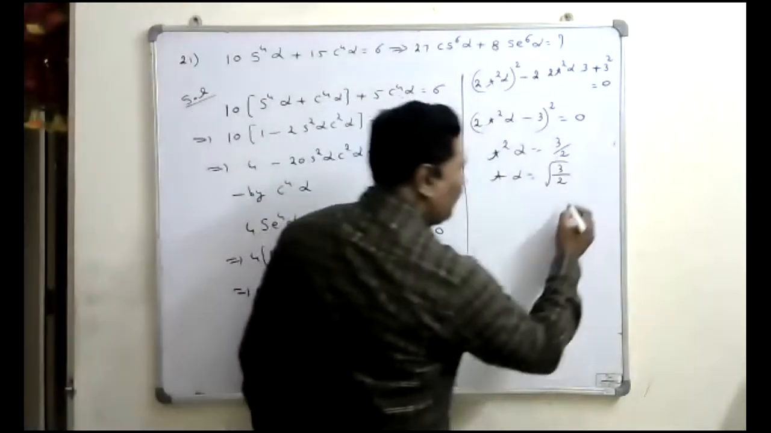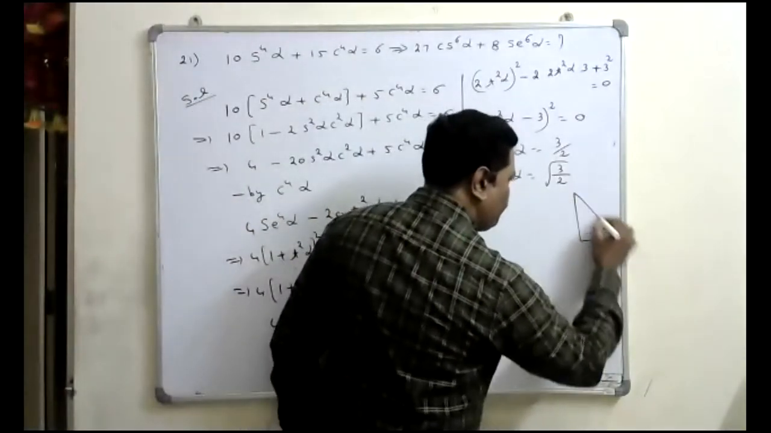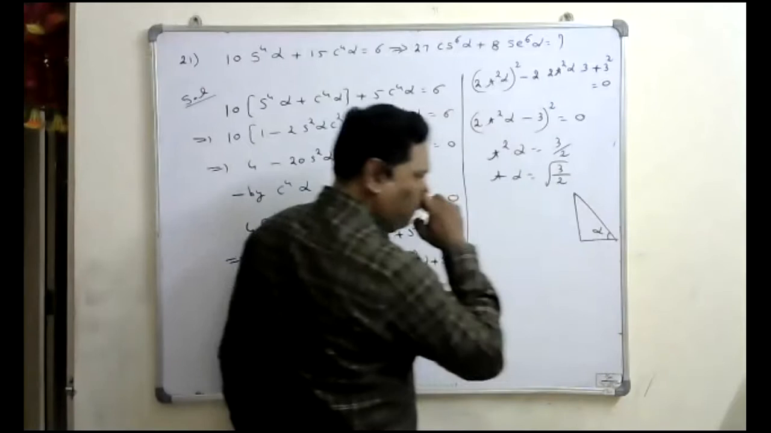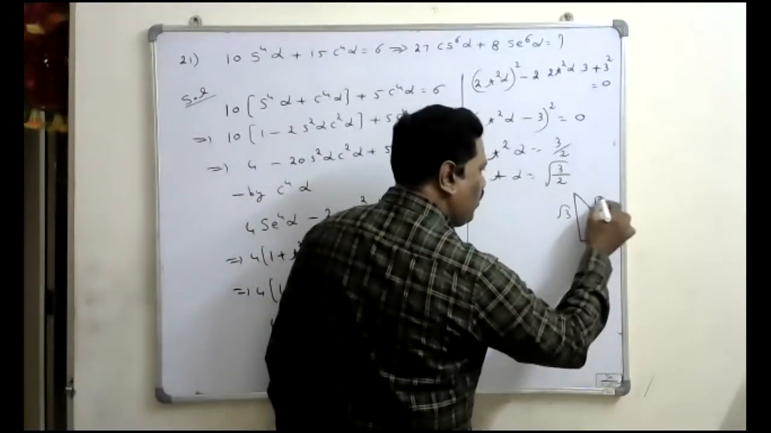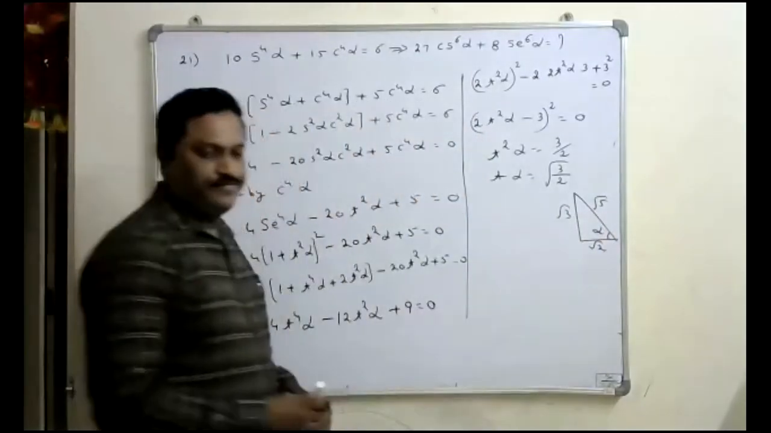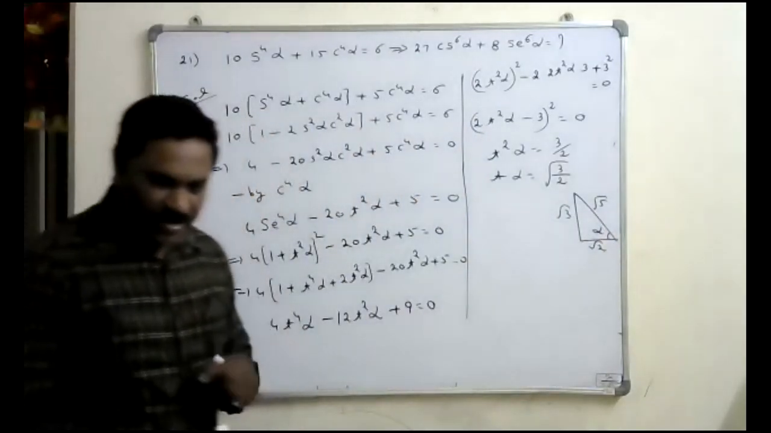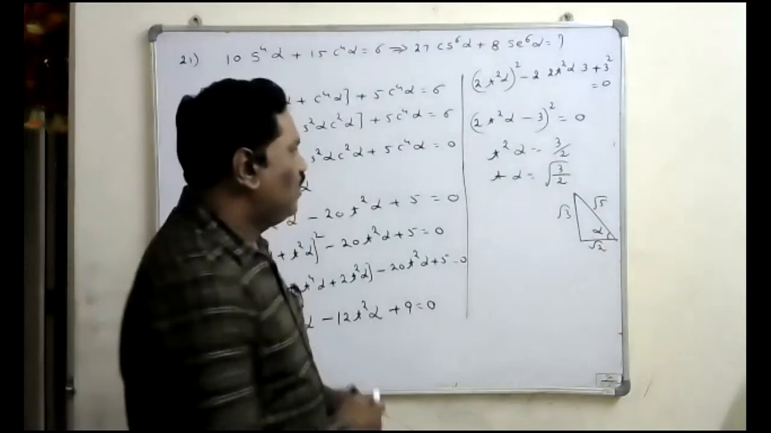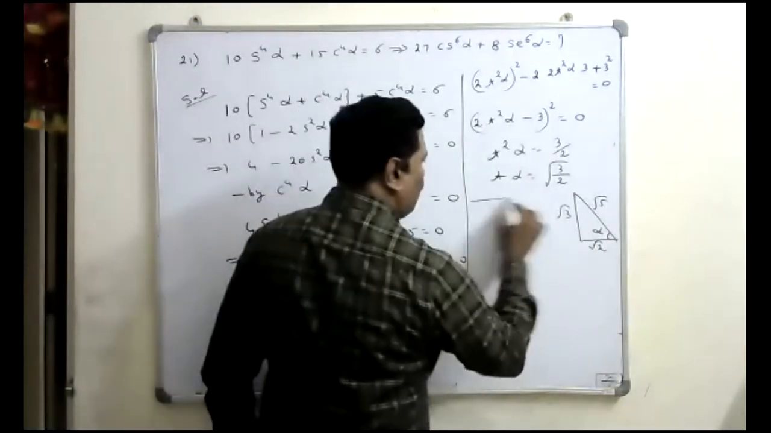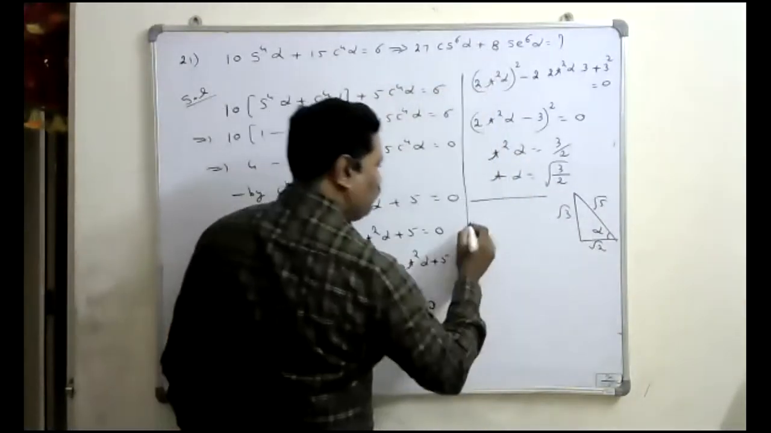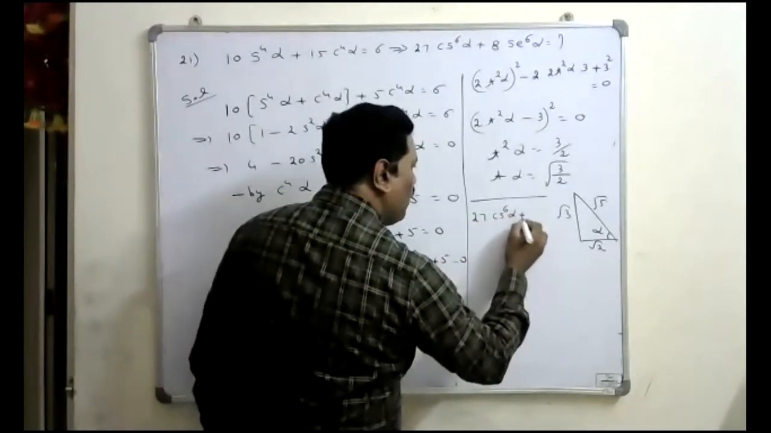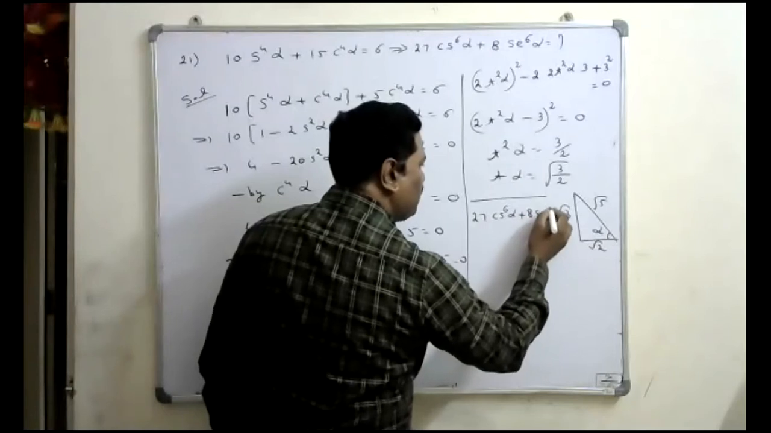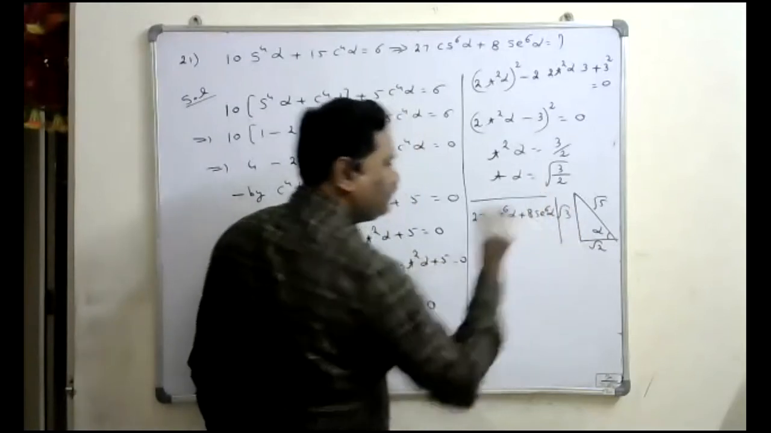Now I will take the right angle triangle for the angle alpha. Tan means opposite side by the adjacent side. Then the hypotenuse is root 5. Hypotenuse is root 5. Okay. Then I have to find the value of this: 27 cosecant power 6 alpha plus 8 secant power 6 alpha. I have to find it.